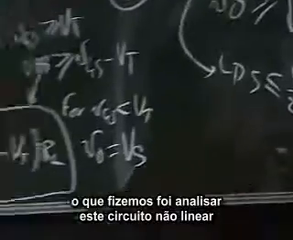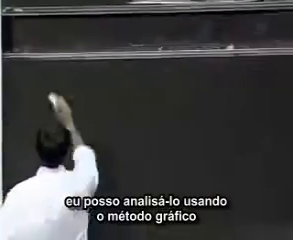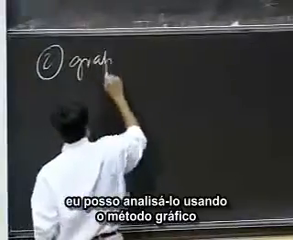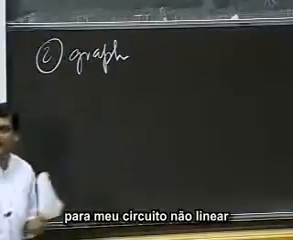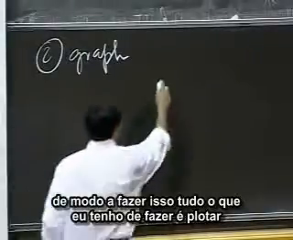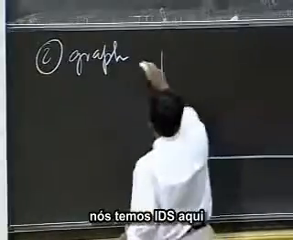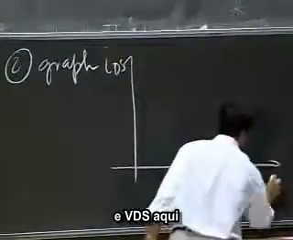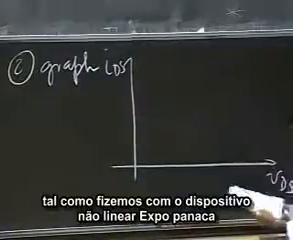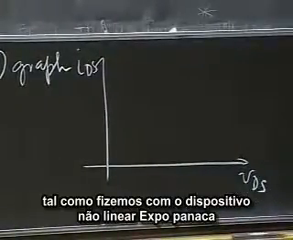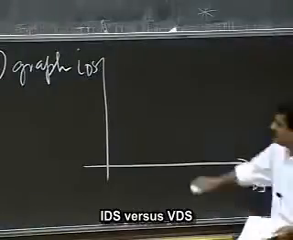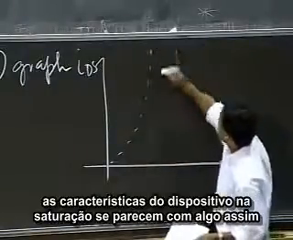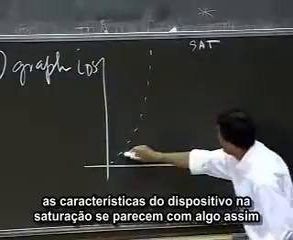So all I've done here is analyze this nonlinear circuit. I can also analyze it using the graphical method. And in order to do that for my nonlinear circuit, all I have to do is plot. So let's have IDS here, VDS here. And as we did with a nonlinear diode, nonlinear element, what I do is I plot the device characteristics, IDS versus VDS. So the device characteristics under saturation look like this.